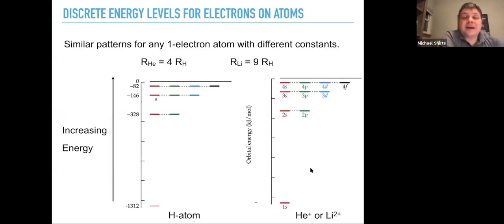So helium has 2 protons, so the energy levels are 4 times bigger. And lithium, there's 3 protons, 1 electron, lithium 2 plus. So it's 9 times bigger.